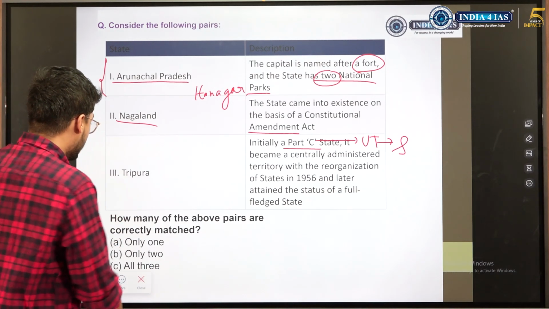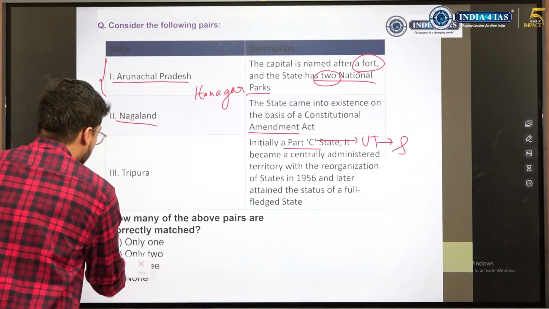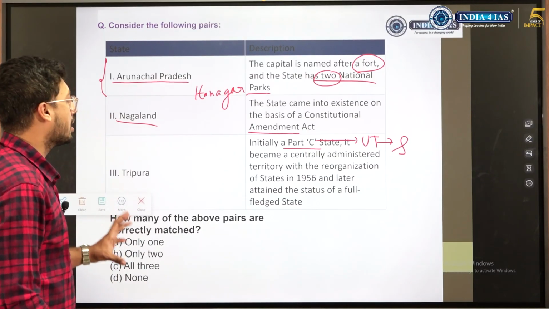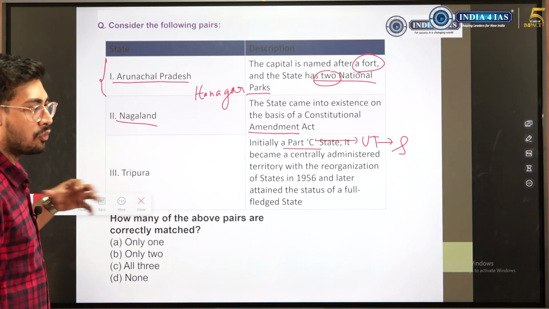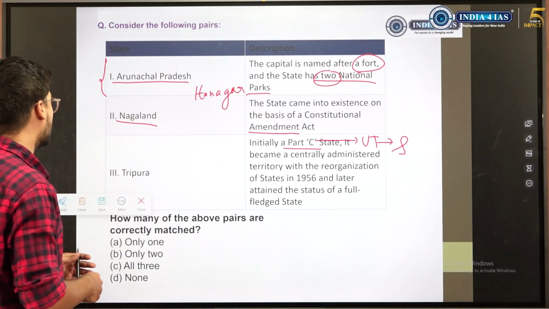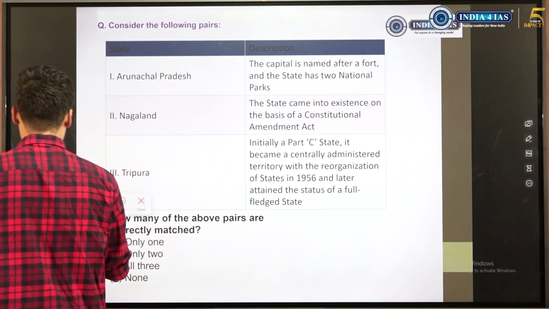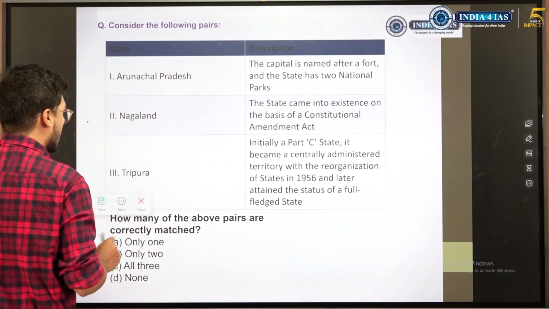So we need to know all these 3 statements, only then we could have attempted this. So this was a difficult question. Either we could have left this question, or if we were forced to attempt it, how could we have attempted it? Could we have done some smart guesswork?